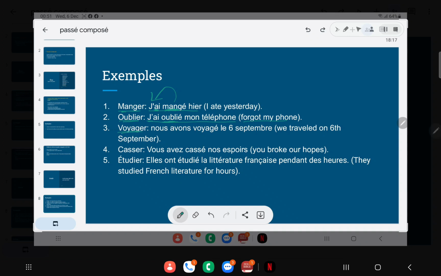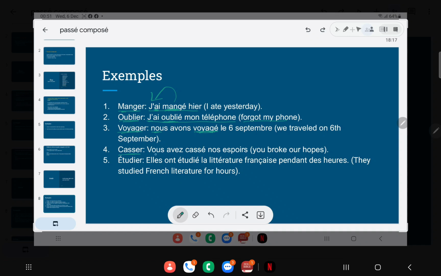Now, for voyager, the same thing. Nous avons voyagé le 6 septembre. We traveled on 6 September. Nous avons voyagé. This is more than one person. The subject is more than one because we are talking about we, more than one. But as you can see here, voyagé doesn't take an extra S because the rule of the participe passé in avoir conjugation is that the participe passé remains the same. No need to think about gender. You just write it the way it is with an accented E.